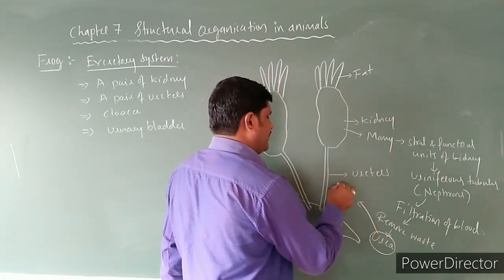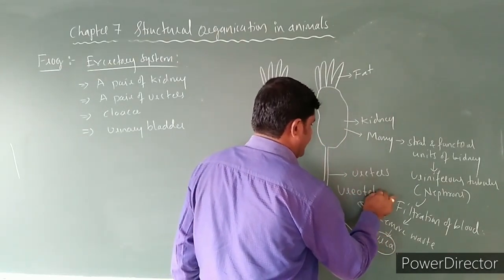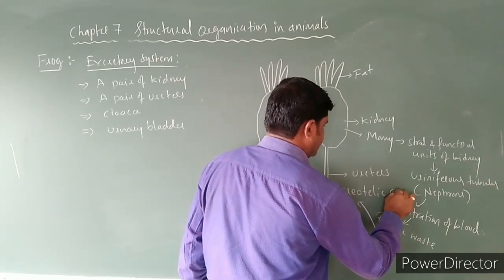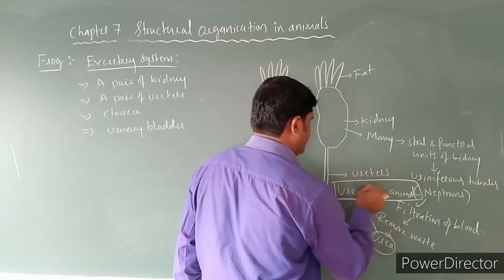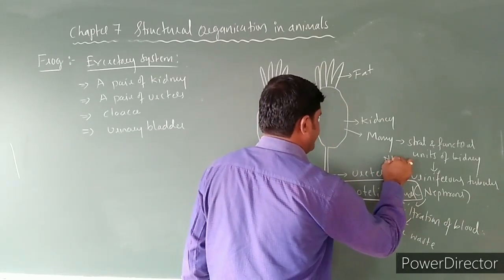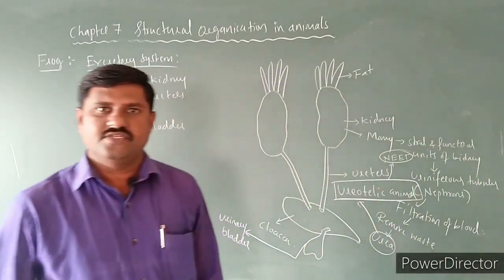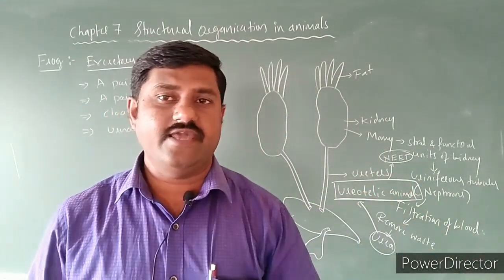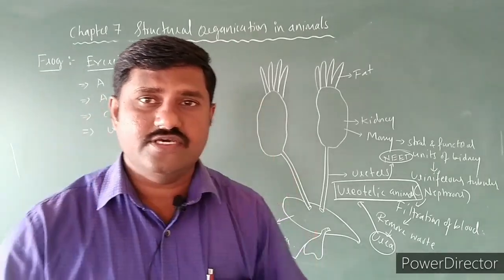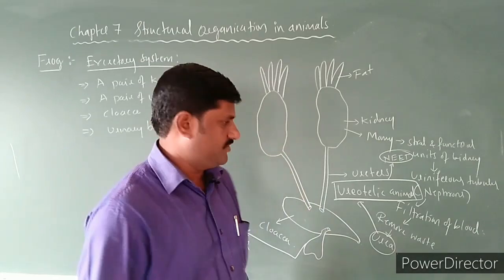Hence these animals are called ureotelic animals. Frog is one of the ureotelic animals. This is a very important point to be noted for NEET. So the frog is a ureotelic animal. This is the fact you should remember always. This is more important for the NEET examination.